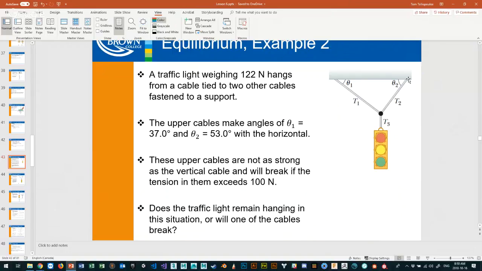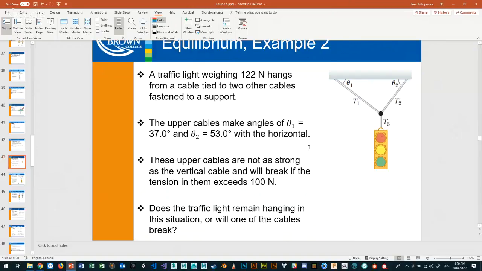The upper cables make this angle, and it says these upper cables are not as strong as the vertical cable, and will break if there's more than 100 newtons of force in either one of those cables. Are the cables strong enough to support the traffic light? It's an engineering problem. How do I figure that out? So now, what the heck do I do? That's the question you're going to ask yourself.